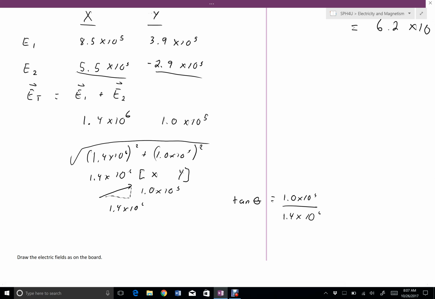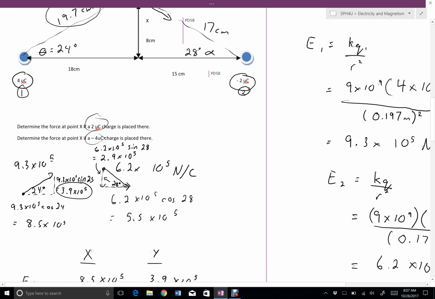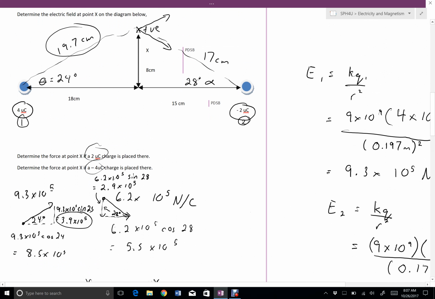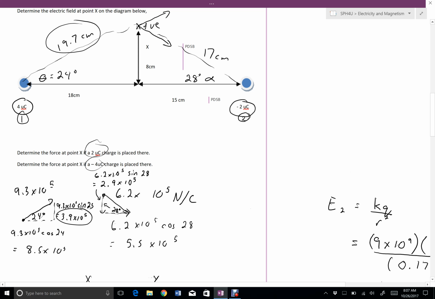So I get 4 degrees. Theta is 4 degrees. So x, 4 degrees, y. So that's my total electric field. It's a lot of work to get there, but I don't think any one of those individual points was challenging. Now, let's talk about how we can use that to make future calculations simpler.